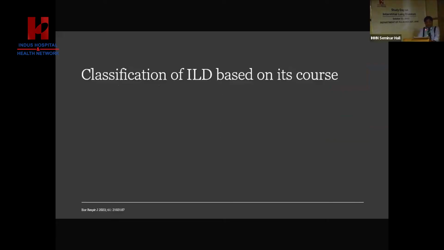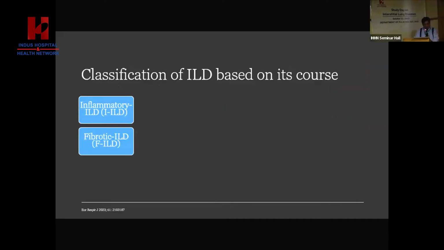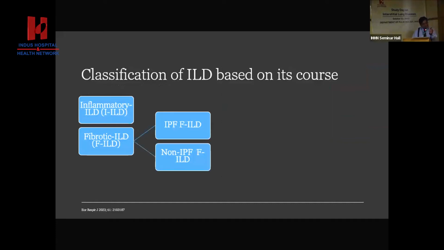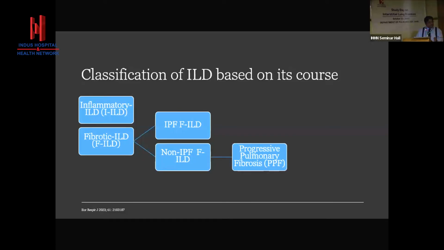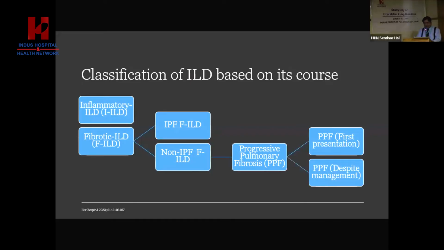There are several ways to classify ILD, but based on the course of the disease, I find this more practical. Inflammatory ILDs, and another branch is fibrotic ILDs. You have to divide like this. Fibrotic can be IPF, and second is non-IPF fibrosing ILD. The non-IPF fibrosing ILD can be further classified as PPF, progressive pulmonary fibrosis, which is further divided into PPF at first presentation and PPF despite management.